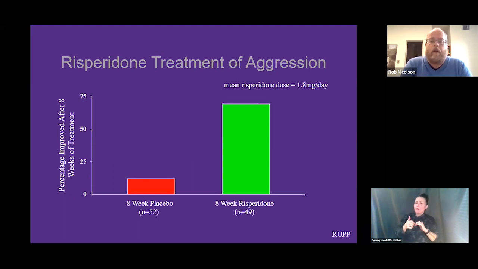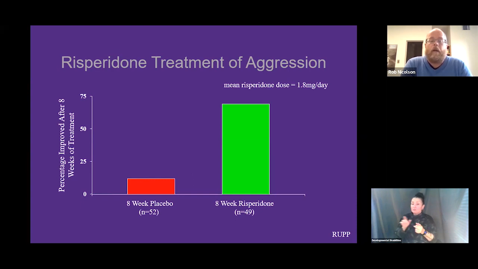And so instead of looking at the percentage reduction of aggressive behavior, if we look instead in this study, called RUPP, the Research Units on Pediatric Psychopharmacology, after 8 weeks, how many people were rated by their parents or caregivers, before the blind was broken, as much better or very much better compared to prior to the study? A little under 75% of parents and caregivers of people taking risperidone reported that their child's behavior was much better or very much better, compared with about 15% on placebo.